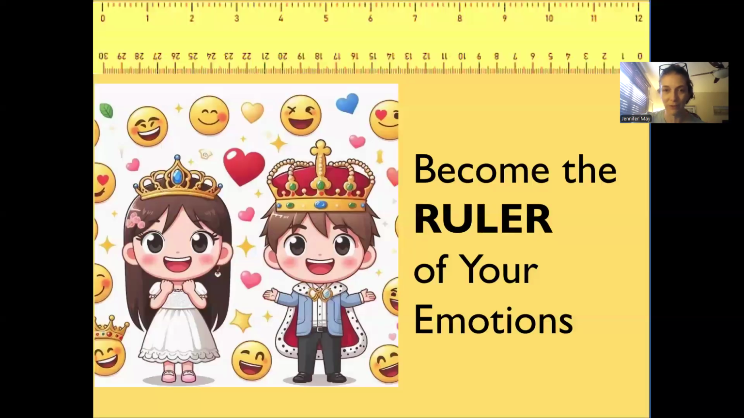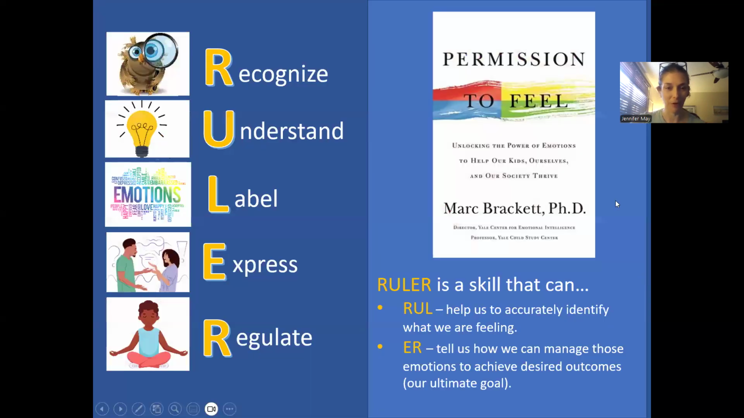So I describe it as becoming the ruler of your emotions. So getting a little more access to them, a little more understanding and control and expression improvement. So that's what we're going to talk about today. And I created this little image here with AI using my new AI skills. All right, so what does RULER stand for? It stands for recognize, understand, label, express, and regulate.